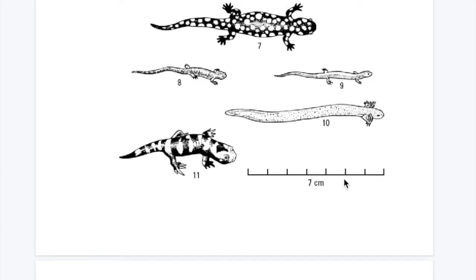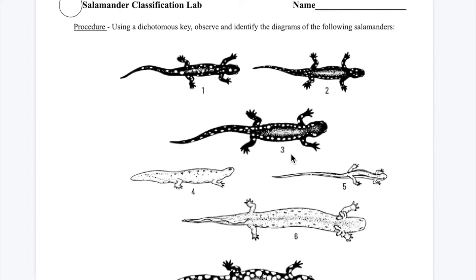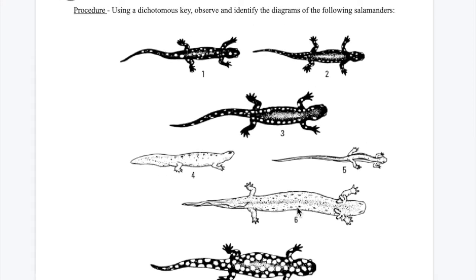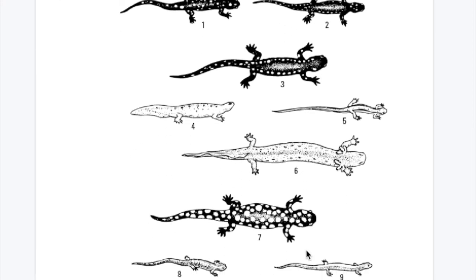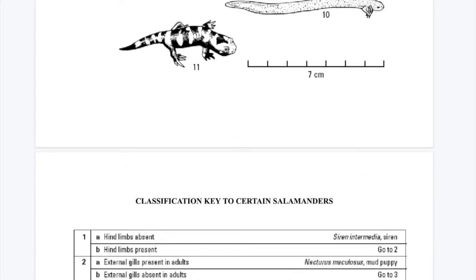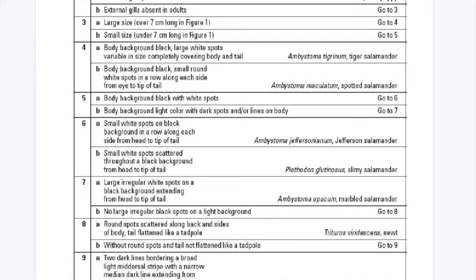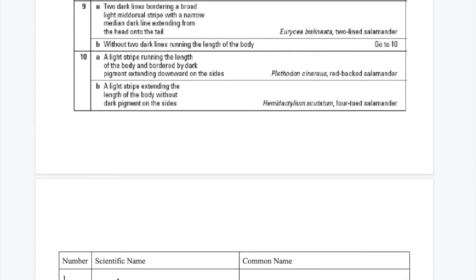Hi, I would just like to show you how to complete the Salamander Classification Lab. In this lab you have 11 different salamanders that you need to identify, and notice that they're numbered here, and there's a little ruler here to show you about how big they are. You have a dichotomous key that you'll use to classify the salamanders, and then down here you have a place where you can write down the name of the salamander that you get from the dichotomous key.